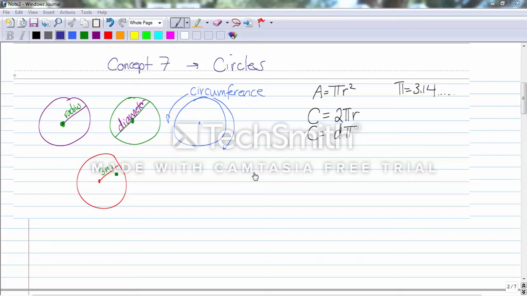Hi, we're going to do a review video next on circles. This is Concept 7. A lot of vocabulary with this unit. So I've drawn a couple pictures here, right?